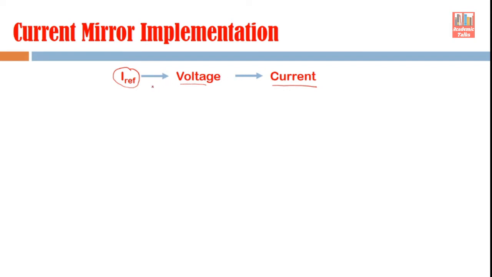So any current mirror has two different steps. One is to go from the reference current to a voltage, meaning this current to voltage conversion, and then from this voltage we have to produce a current, right? And remember, we are going to discuss the implementation of the current mirror with the help of a MOSFET device. So let's talk about the first step, that is our input step actually.